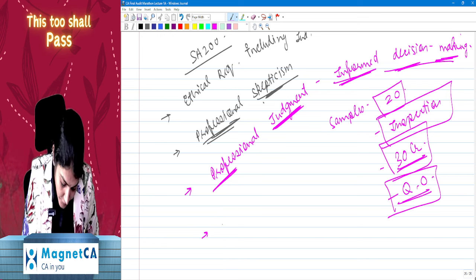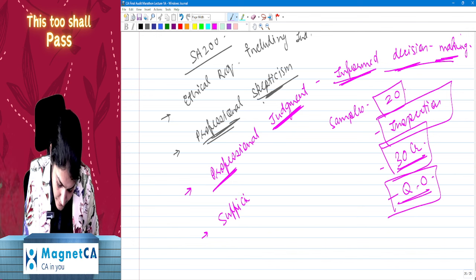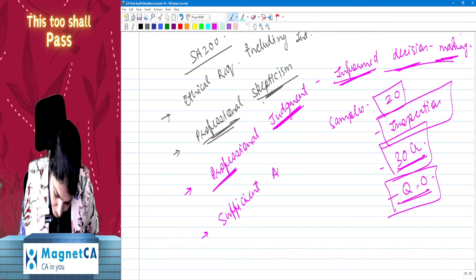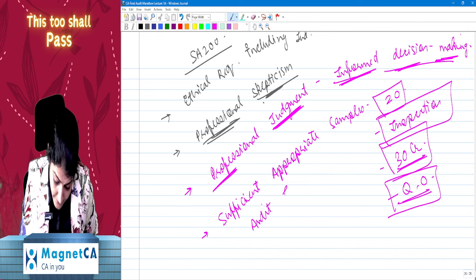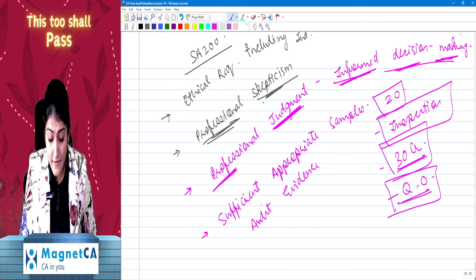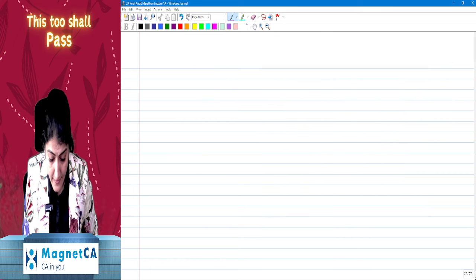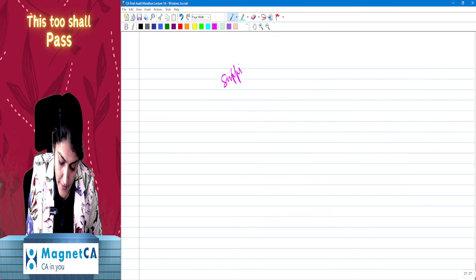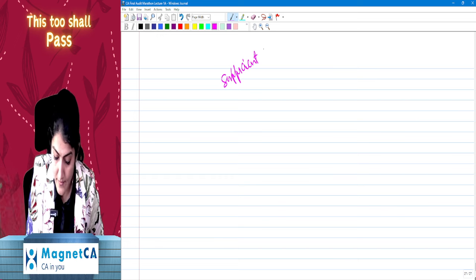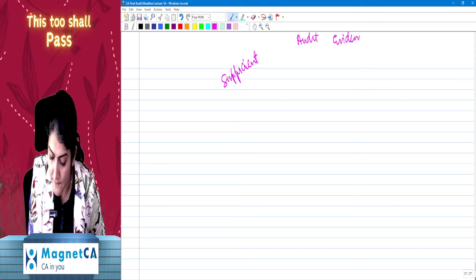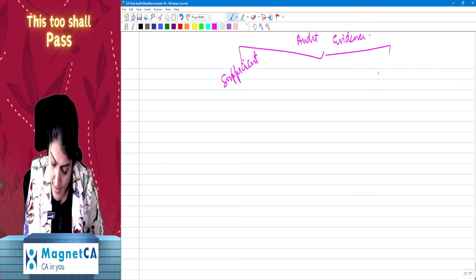Right, next important term of SA 200, everybody please pay attention, is sufficient, appropriate audit evidence. Sufficiency refers to, quickly tell me, audit evidence, how it should be? Audit evidence should be sufficient and appropriate.